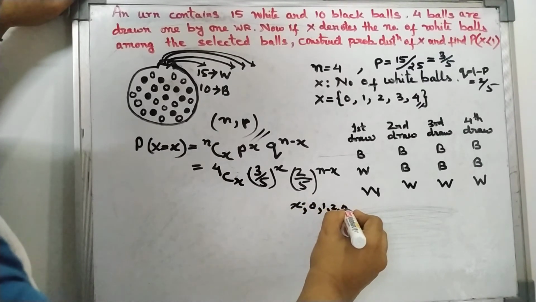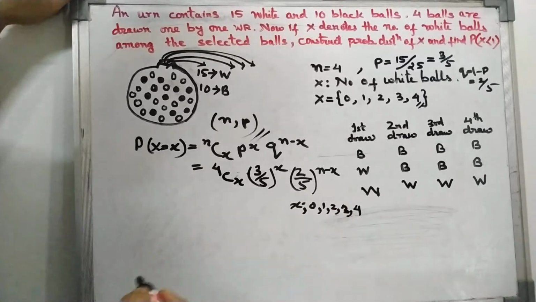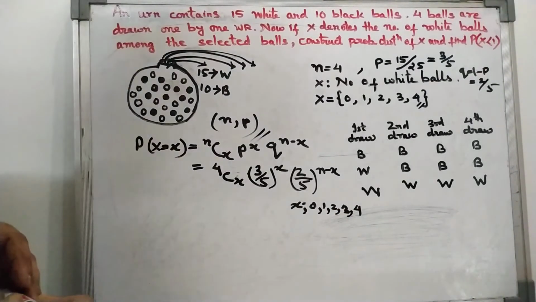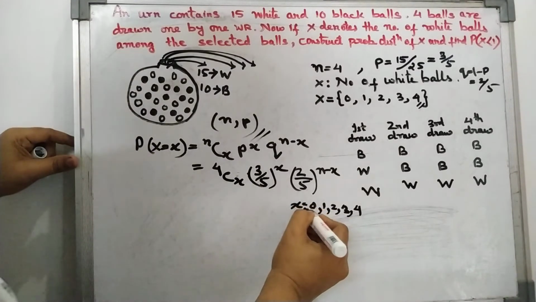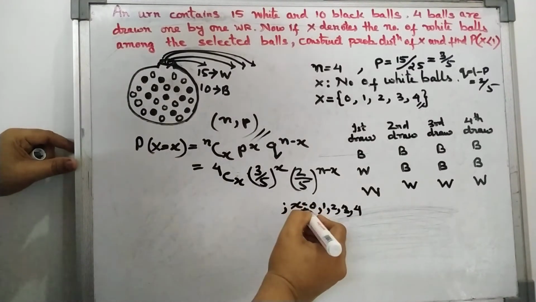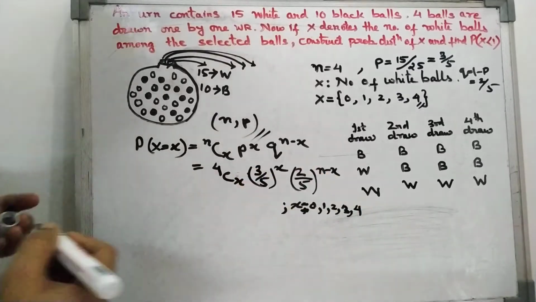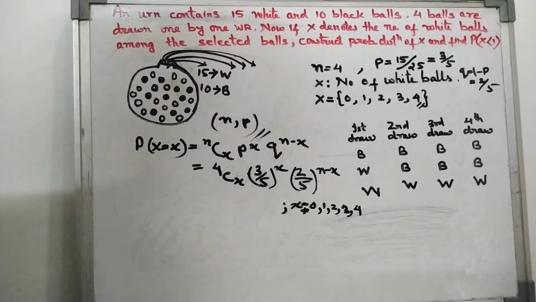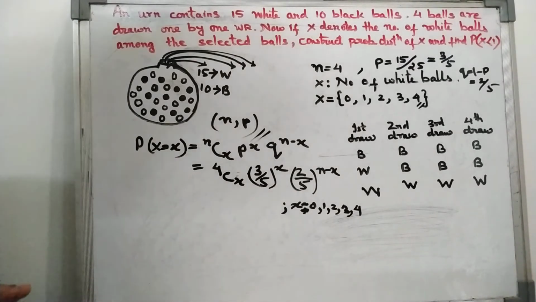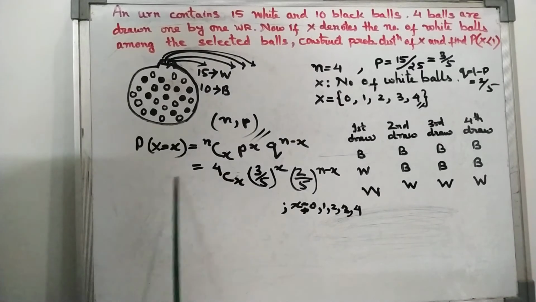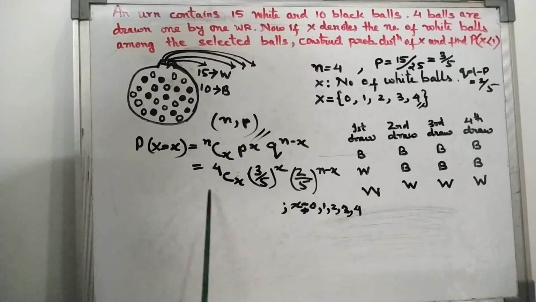where x goes from 0, 1, 2, up to 3, 4. Then a semicolon, x goes from 0, 1 up to 4. So this is the probability distribution of this question. Just by putting the different values of x, we get the different values of P(x).